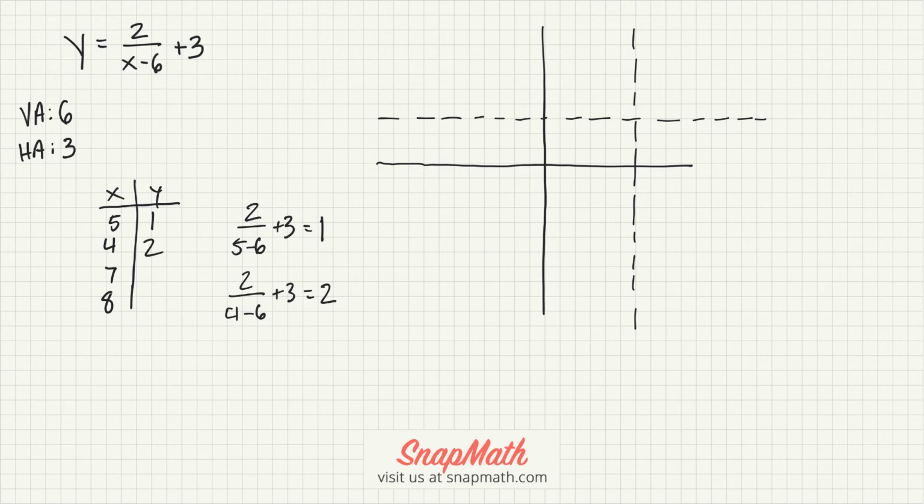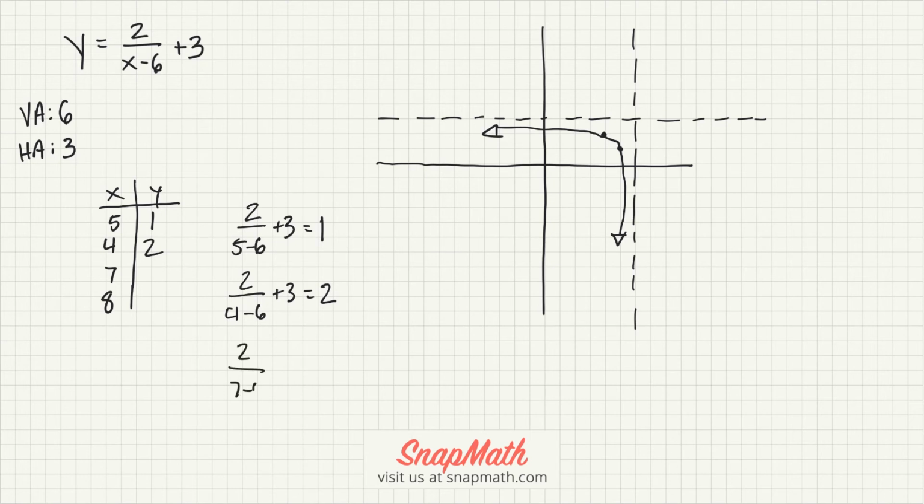All right, so I'm going to graph those real quick. So 5 is 1, 4 will be 2, and if we were to graph this, it will look like this, right along those asymptotes.